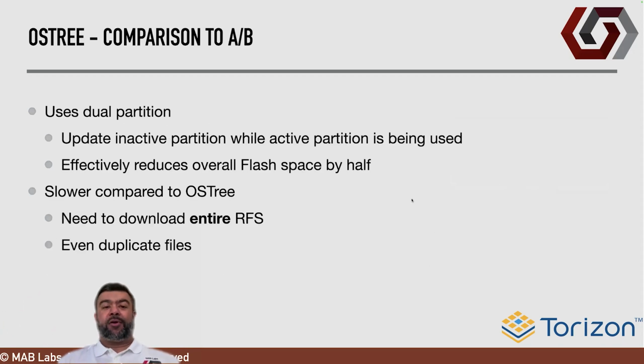So how can we compare OSTree to, let's say, a dual A/B partition scheme? Well, in the A/B partition scheme, you're using two partitions now, and both partitions have to be of equal size. And usually the way the process works is you're updating the inactive partition while the active partition is being used. So you're writing directly to the underlying flash of the inactive partition.